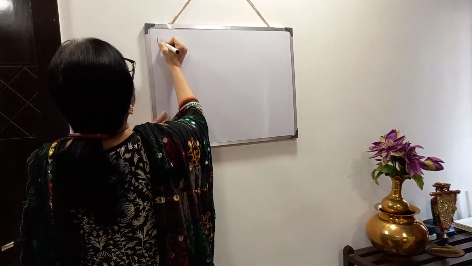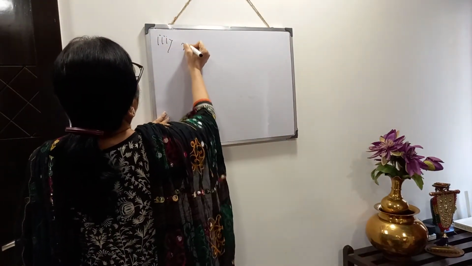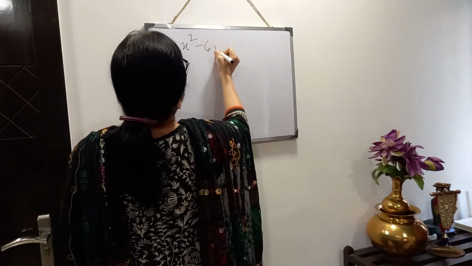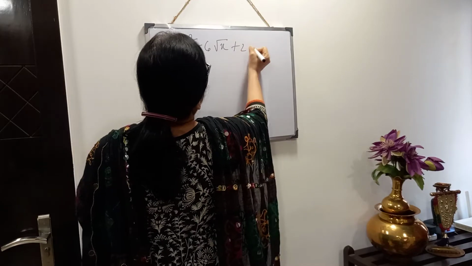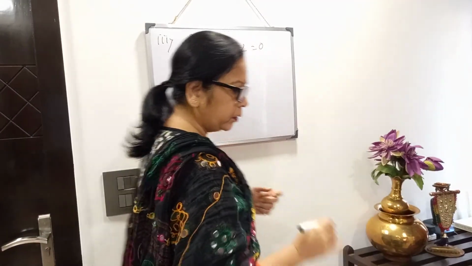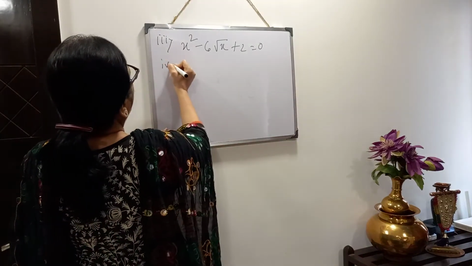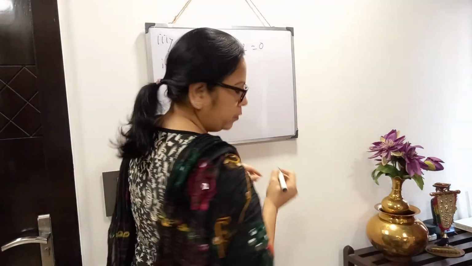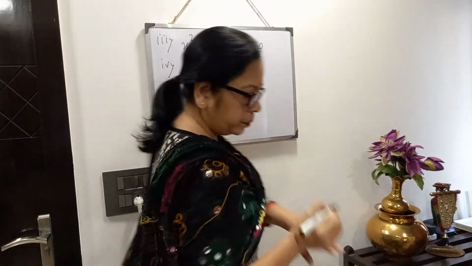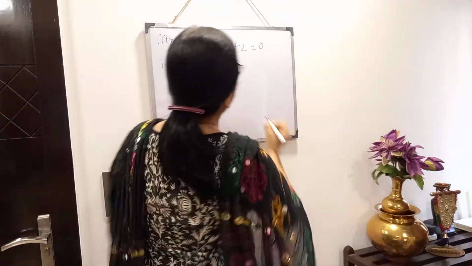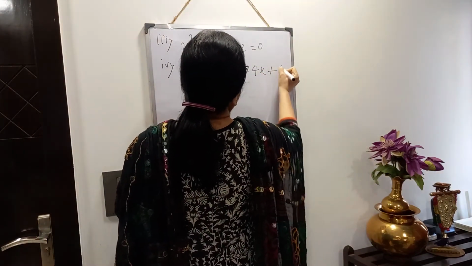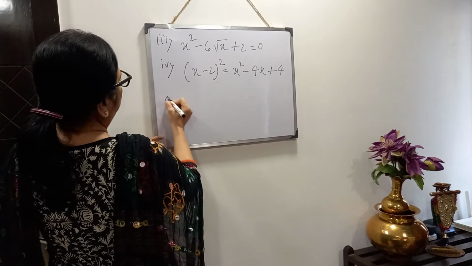Number 3, x square minus 6 root over x plus 2 equal to 0. It is already given in general form. It is a quadratic equation. Then number 4, you see x minus 2 whole square equals to x square minus 4x plus 4.